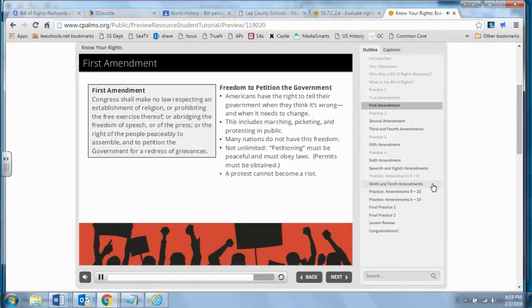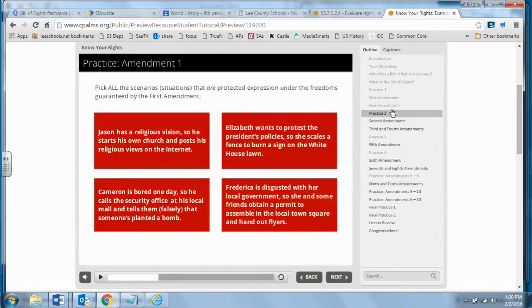For example, if you wish to protest in a public park with some friends, you will probably need to apply for and receive a permit to be able to do this. And if the protest becomes a riot, it would obviously become an illegal assembly, and the protesters might be arrested. Some of these scenarios or situations are protected by the First Amendment, and some are not. Read them and pick all the ones that are protected expression under the freedoms guaranteed by the First Amendment.